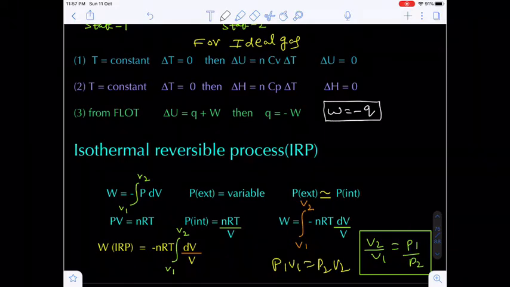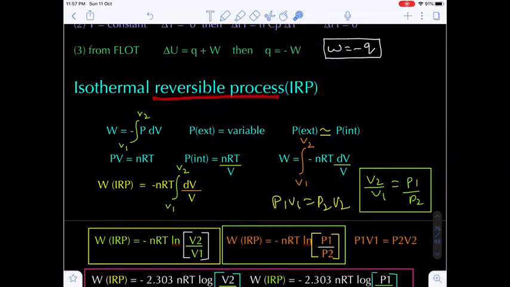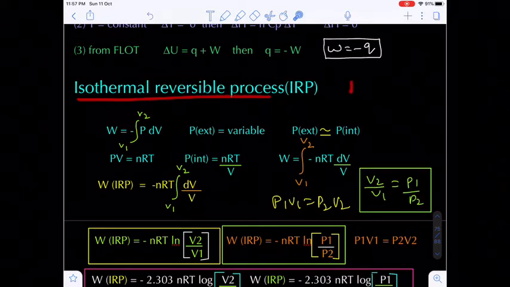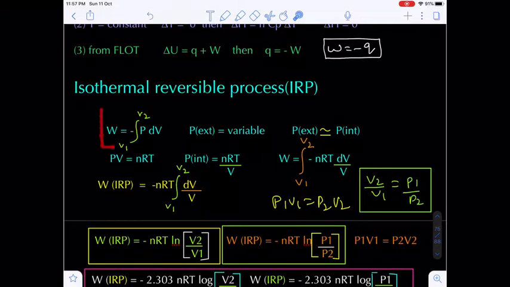Now, here in the isothermal process we have to see the reversible process, and the irreversible process also we have to cover. Okay, isothermal reversible process. Now here we have to calculate work done. Work done will be equal to minus integral of P dV, limits V1 to V2.